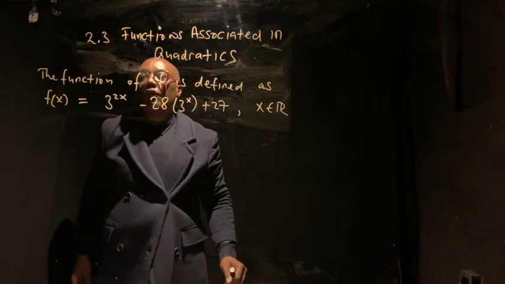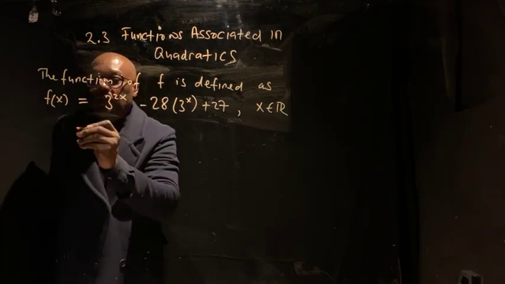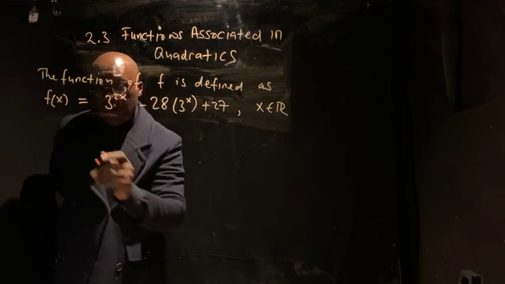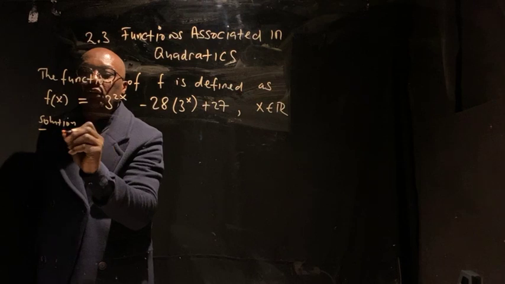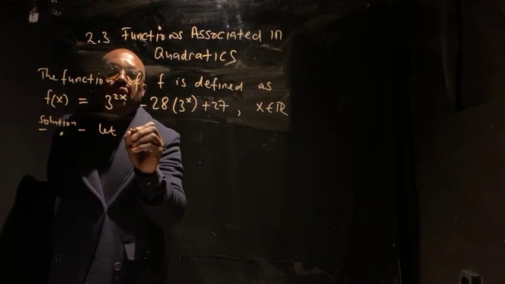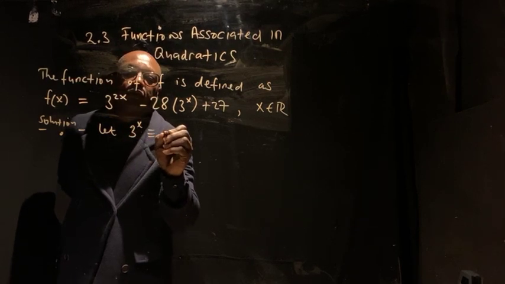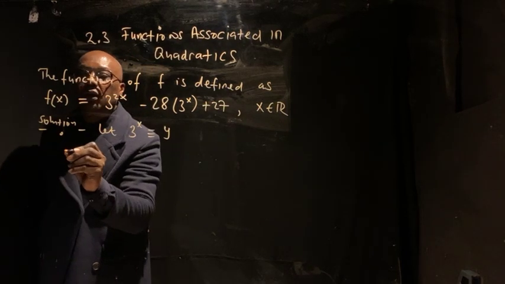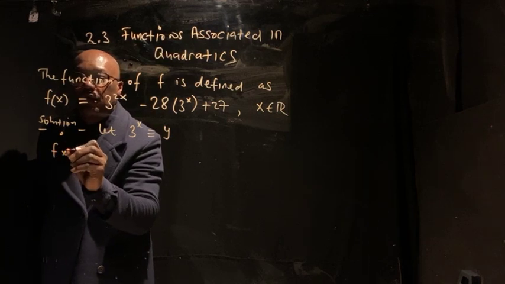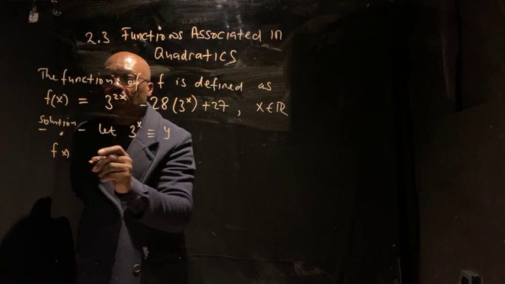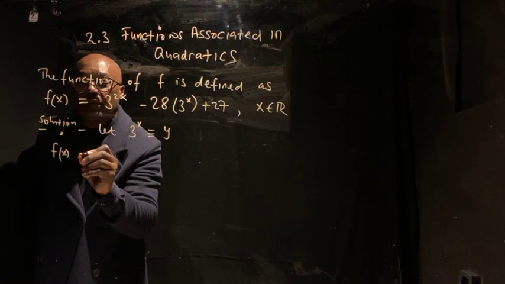Okay, let's move on. Solution. Let 3 raised to the power x equal to y. In that case, the left hand side, f of x, and let 3 raised to the power x equal to y. Therefore, this equation becomes f of x.